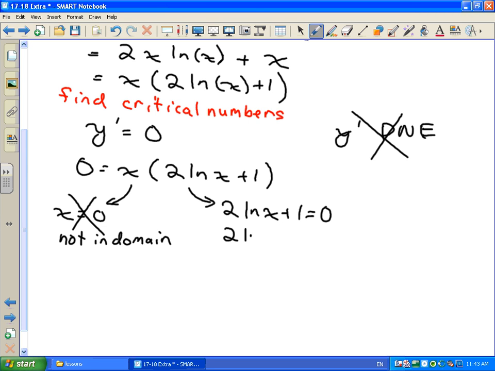So 2 ln x is -1. ln x is -1/2. And how do we solve it from here? We know that ln x is equal to -1/2. How do we solve for x?